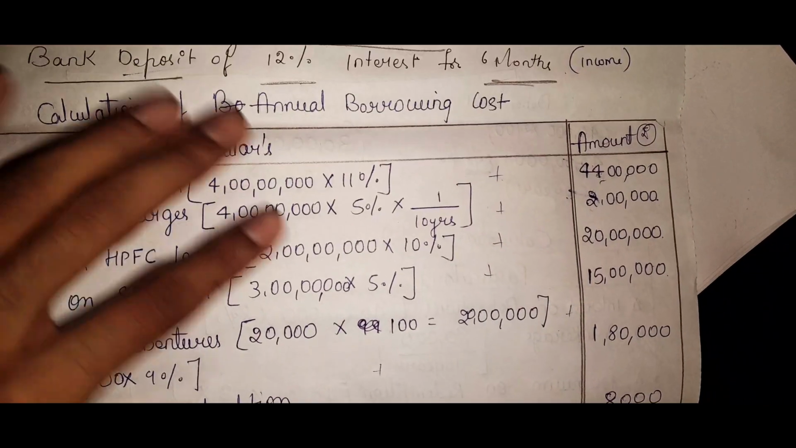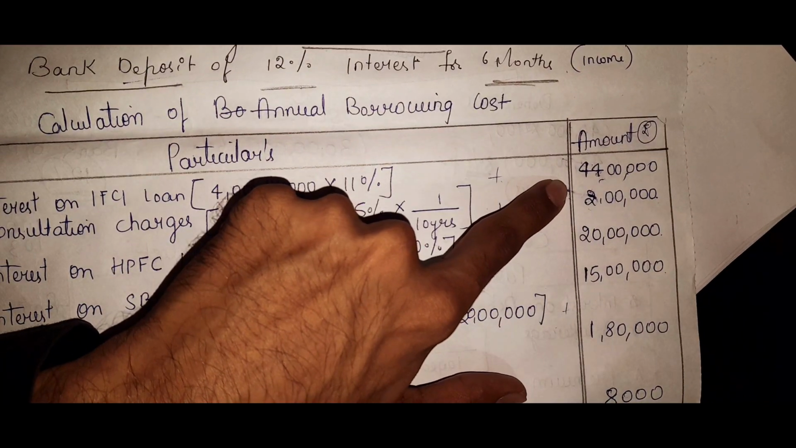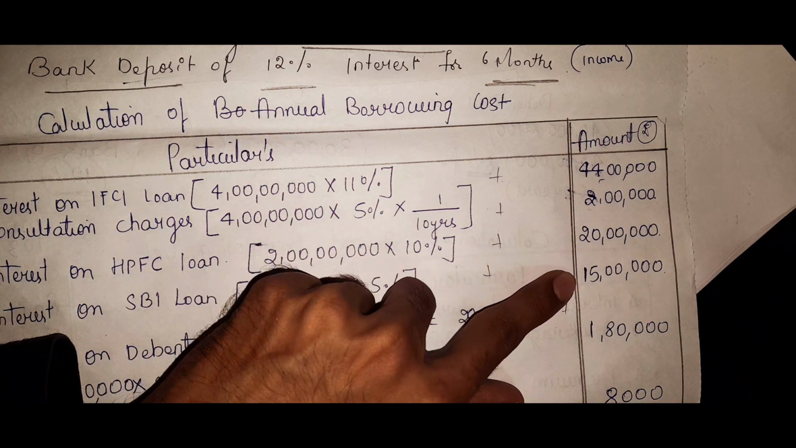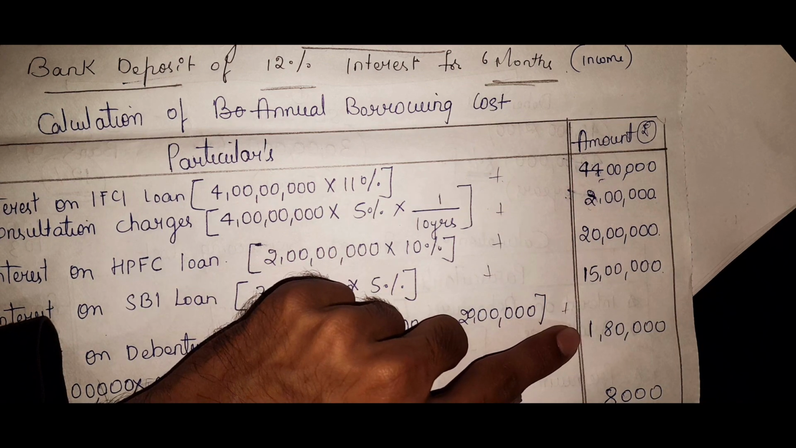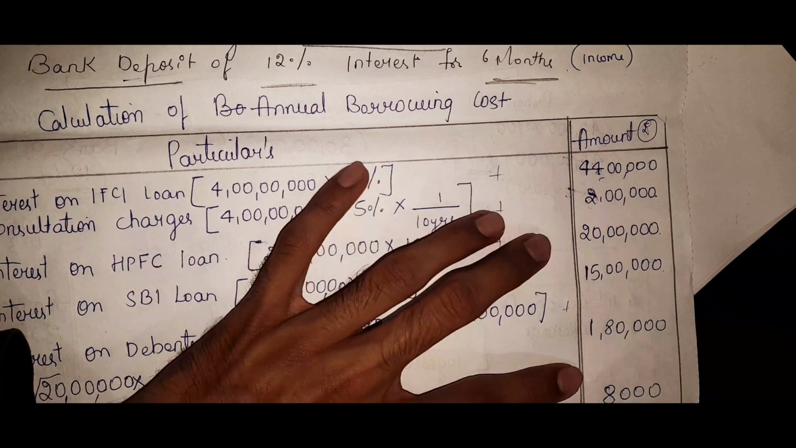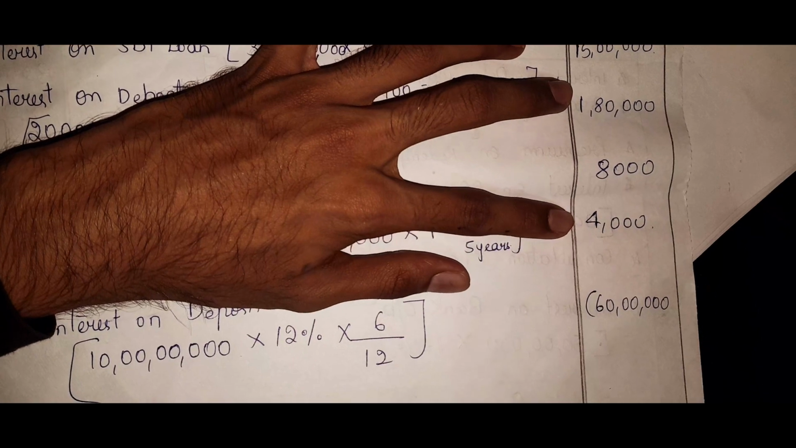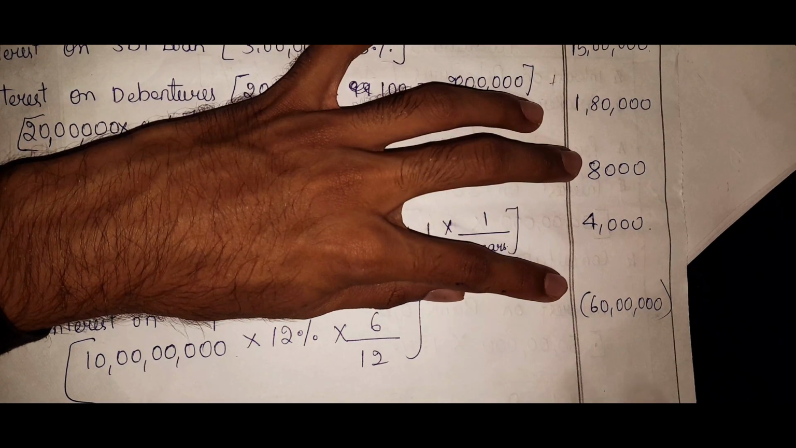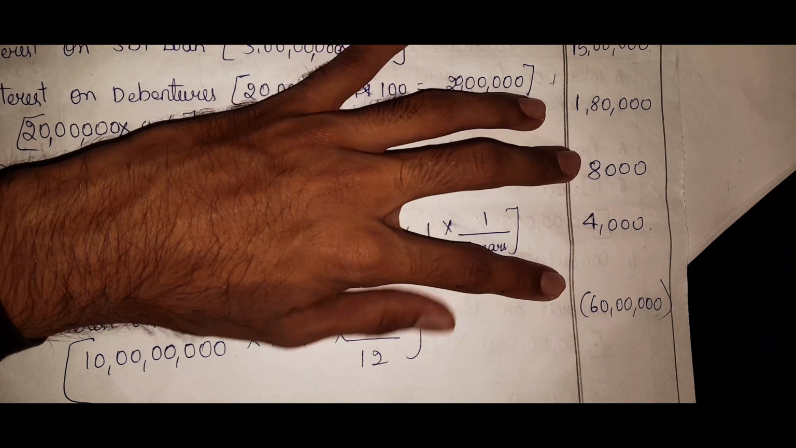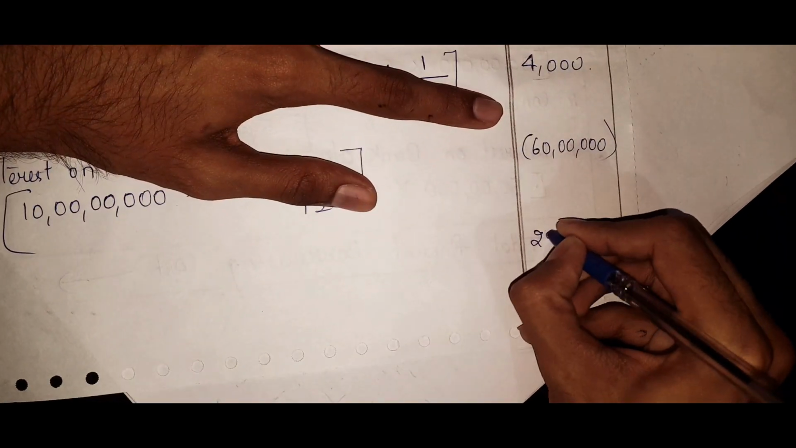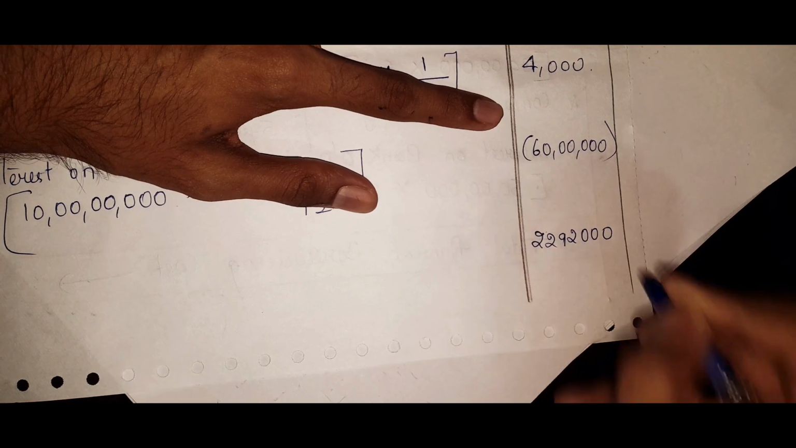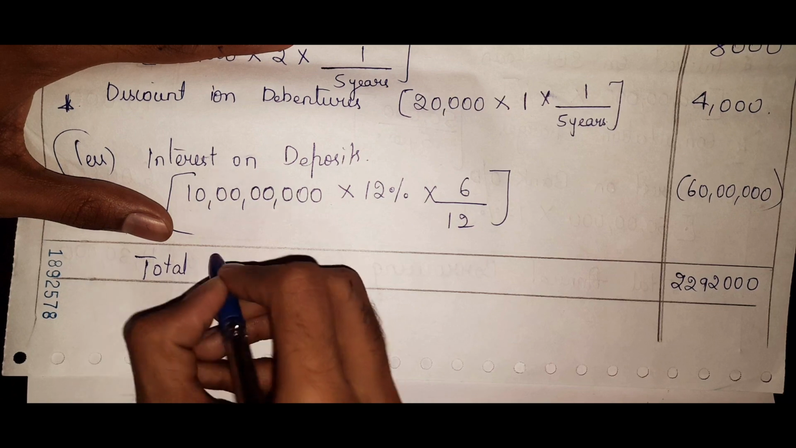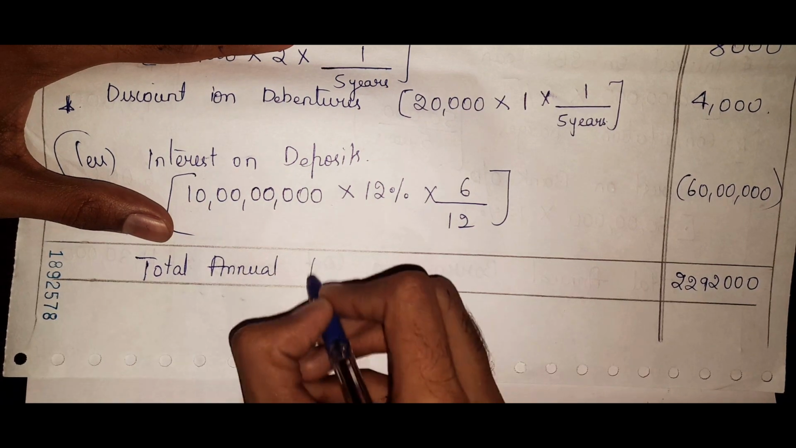Now let us add all these things. First is 44 lakhs plus 2 lakh plus 20 lakh plus 15 lakh plus 1,80,000 plus 8,000 plus 4,000 minus 60 lakh, and we get an answer of 22,92,000. This 22,92,000 is the total annual borrowing cost.